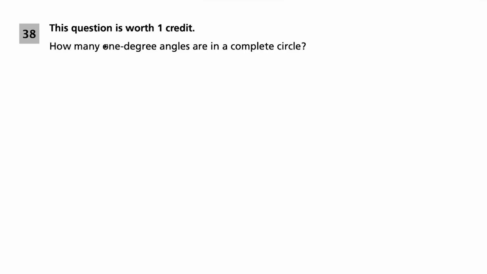Question 38, how many 1-degree angles are there in a complete circle? So for this question, it helps to know that there are 360 degrees in a full circle. So if we wanted to see how many 1-degree angles there are in a complete circle, all we'd have to do is look at the center, and we could go ahead and start drawing in 1-degree angles and count all of them, but we would be here for a really long time. So there's got to be an easier way.